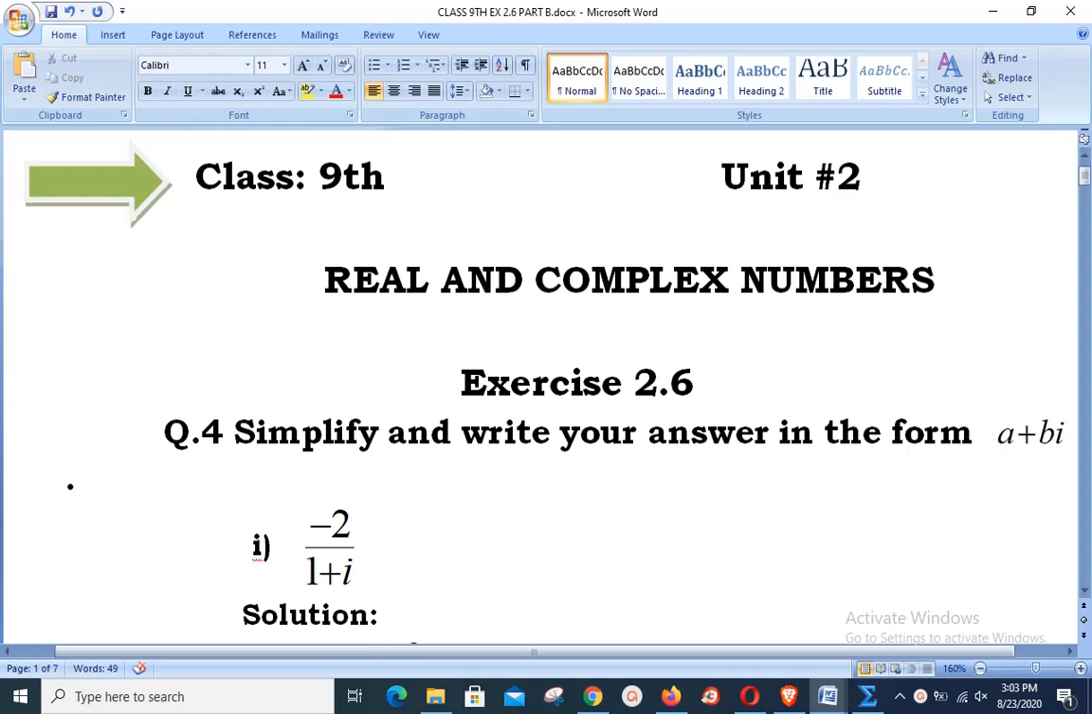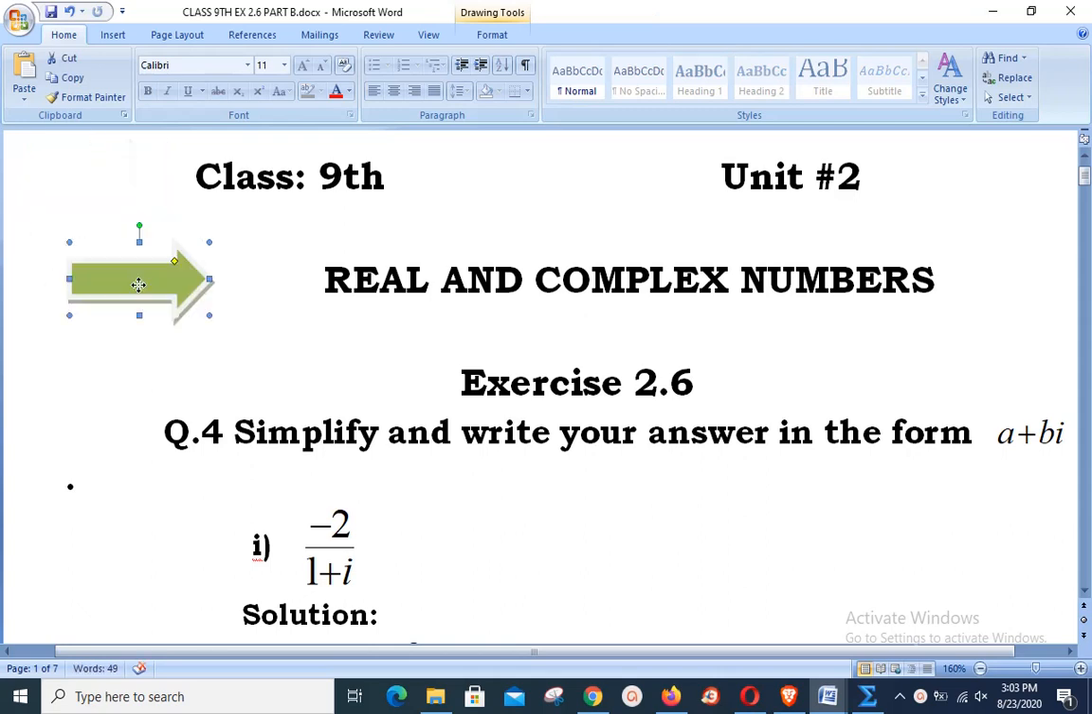Viewers, our today's lesson is related to class ninth, unit number 2, named real and complex numbers. This is our second lesson on this topic. In the previous lesson, we defined real numbers and complex numbers. Exercise 2.6. Today's first question is number 4.